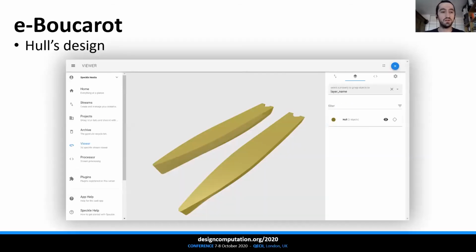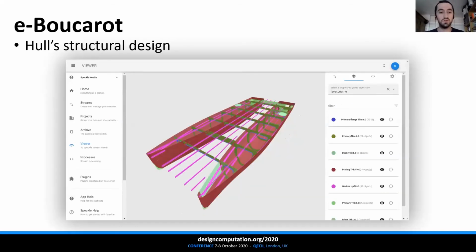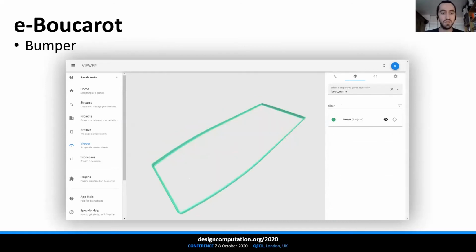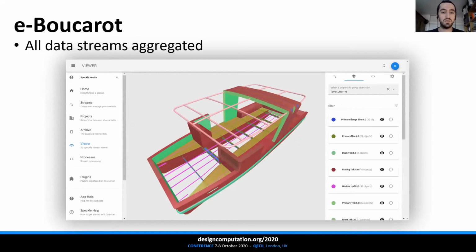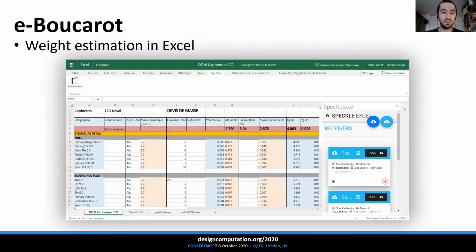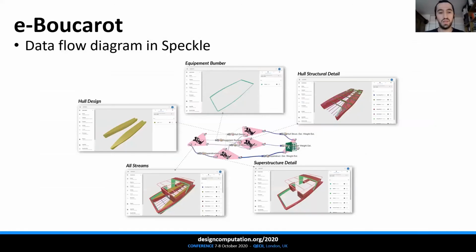So yeah, here is the house design. Here is the data we collected for structural design. The bumper, superstructure, detailing. Here is when all the streams are aggregated. And at the end, there is also a client in Excel for Speckle, so we could also pull all the data. And finally, you actually see all these exchanges on the graph from design to detailing, basically.